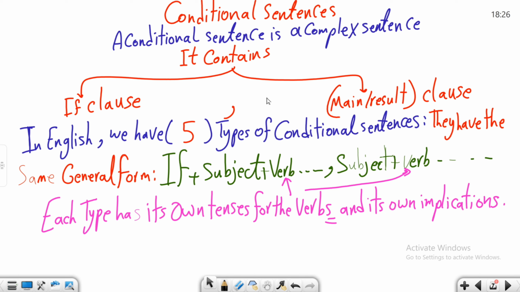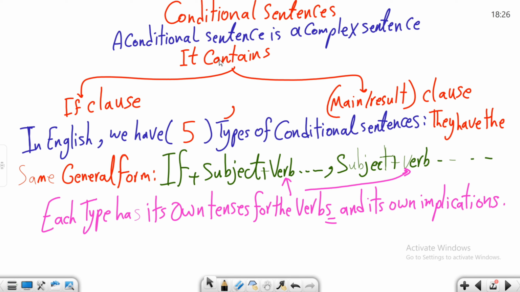Today, we are going to revise the conditional sentences, type 0 and type 1, and we are going to start talking about type 2. So, my friends, what have we talked about so far about conditional sentences?